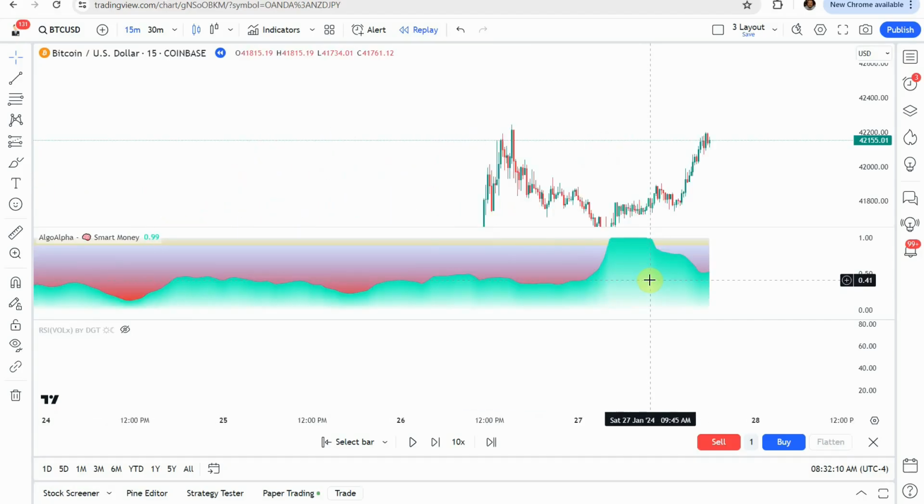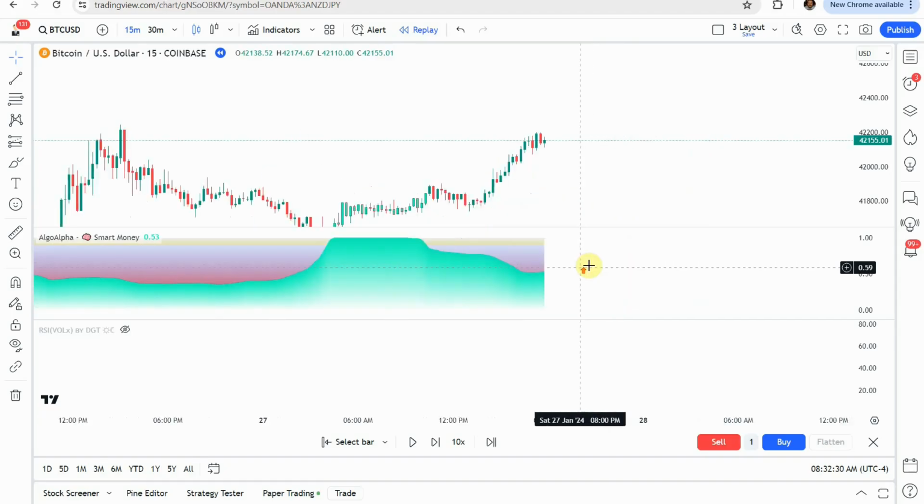Basically, it's just this cloud here, and when this cloud reaches up into this area, that means that the interest or the positions of the institutional traders, banks, and funds have increased. And so it doesn't even give you a direction on which way to go.